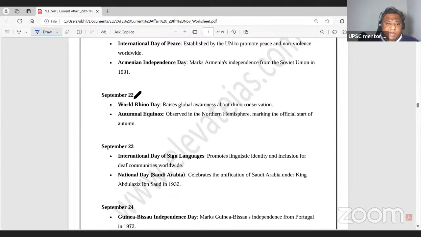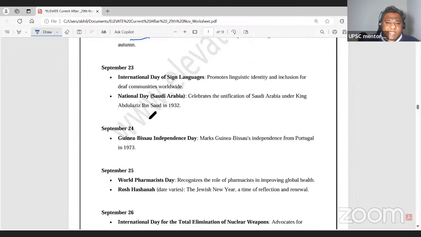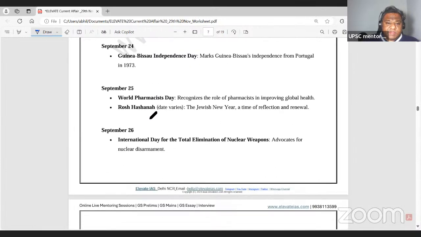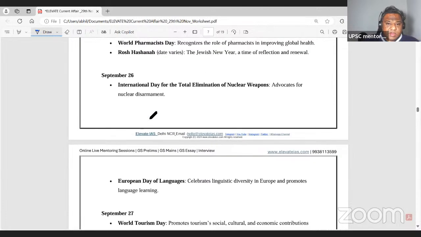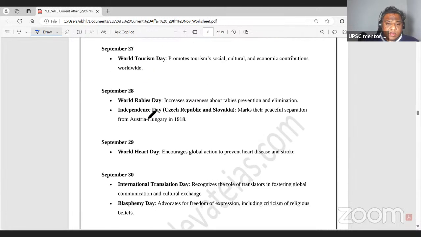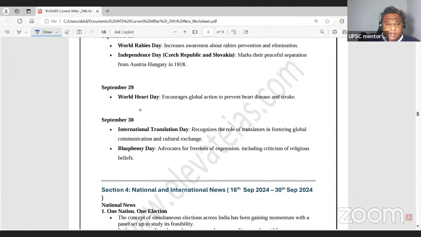September 22 or 23rd is called the autumnal equinox, when both day and night have equal times. International Day of Sign Language, Guinea-Bissau Independence Day, World Farmers Day, Rosh Hashanah, World Rabies Day. On September 29, World Heart Day.